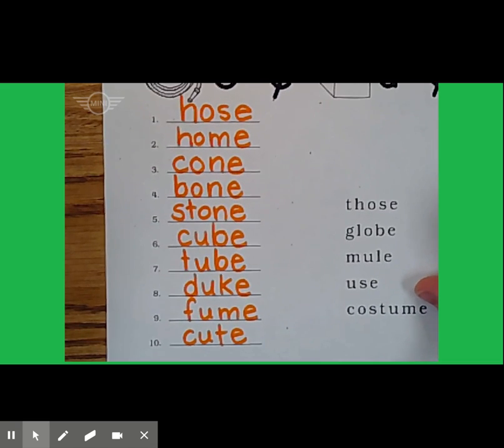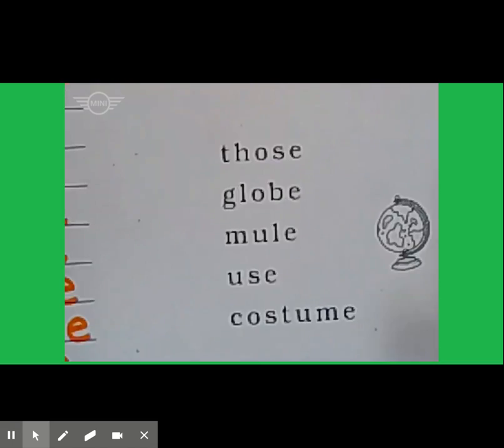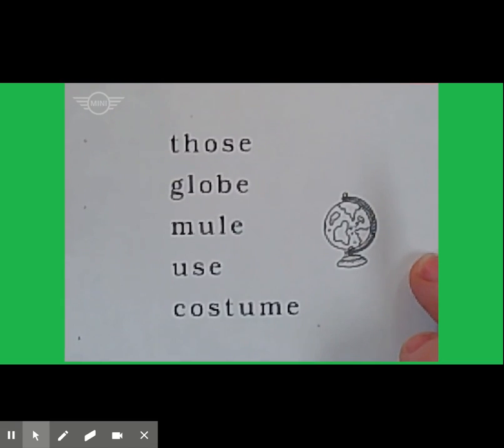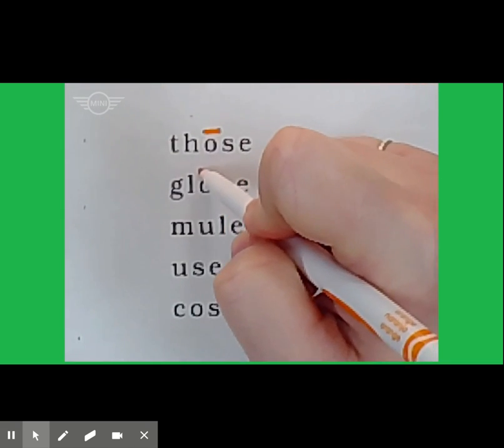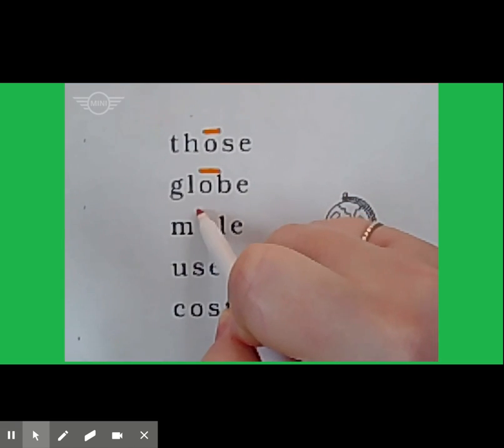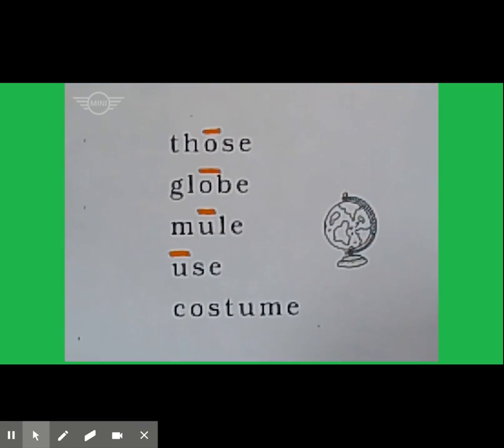All right, if you need to catch up writing, pause the video now. Let's code some words. Okay, so all of these have sneaky E's. Some have O's and some have U's. So we're going to start with coding those long vowels. We have a long one here, here, and here. And then this one has two vowels that are going to make a sound. There's a short vowel at the beginning and a long vowel at the end, the second syllable.